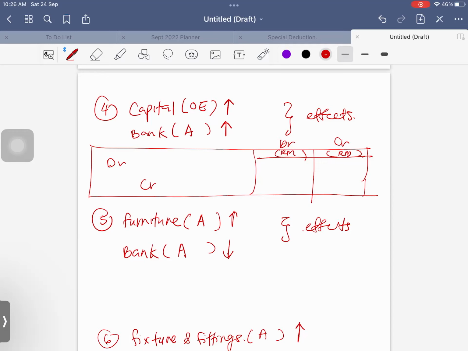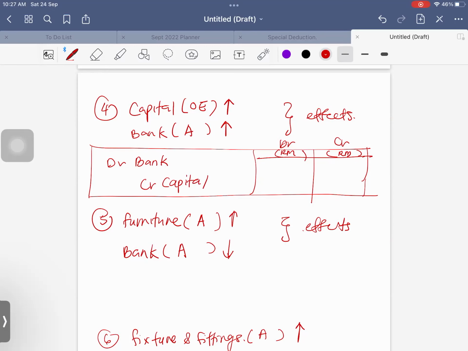Nanti, bukan Tisha, Aisyah. Aisyah. Dengar tak? Sorry? Dengar tak? Dengar. Okay, yang mana yang debit eh? Yang debit is bank. Yes, betul. Okay, untuk kredit tu ialah capital, yang OE. Yes, betul. Senang, okay, thank you Aisyah.